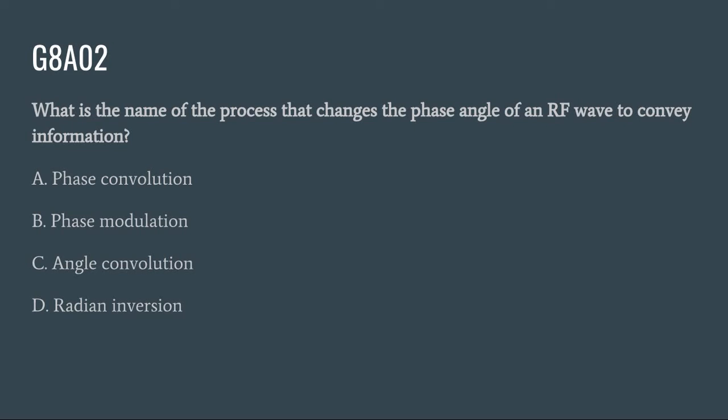G8A02. What is the name of the process that changes the phase angle of an RF wave to convey information? A. Phase convolution. B. Phase modulation. C. Angle convolution. Or D. Radian inversion. Correct answer B, phase modulation.